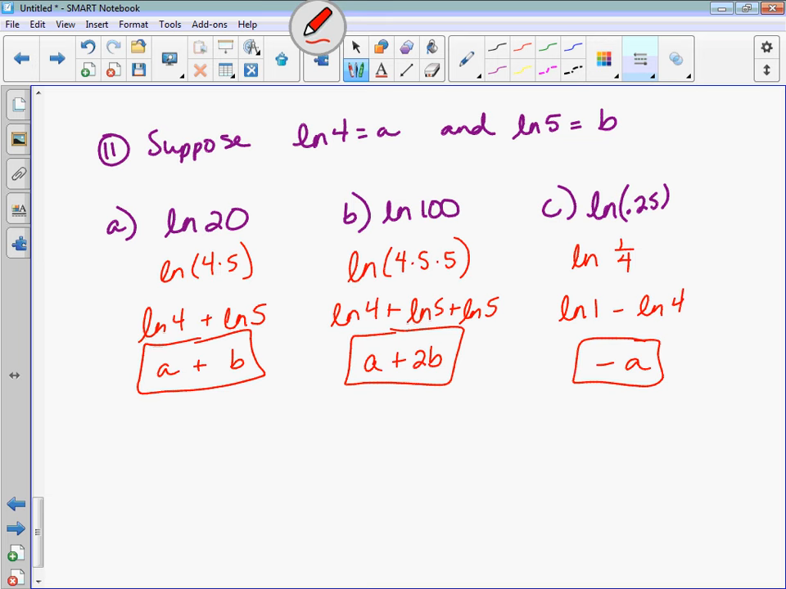Could you think of it as what? Yes, because you could also think of this as natural log of 4 to the negative 1. Yep, negative natural log of 4, negative A. So we have that answer.